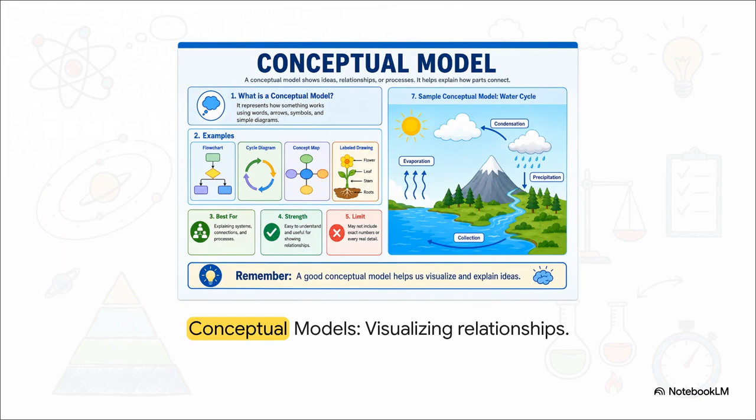Next up, we have conceptual models. These are all about visualizing ideas and relationships. So instead of physical objects, they use words, arrows, flowcharts, and simple diagrams. Take the water cycle, for example. You've got evaporation, condensation, precipitation, and collection. You can't just easily build a 3D physical model of an entire weather system in a lab, right? But a well-drawn diagram perfectly explains how all those moving parts connect and interact. It's brilliant for helping us visualize the invisible processes that keep our world running.